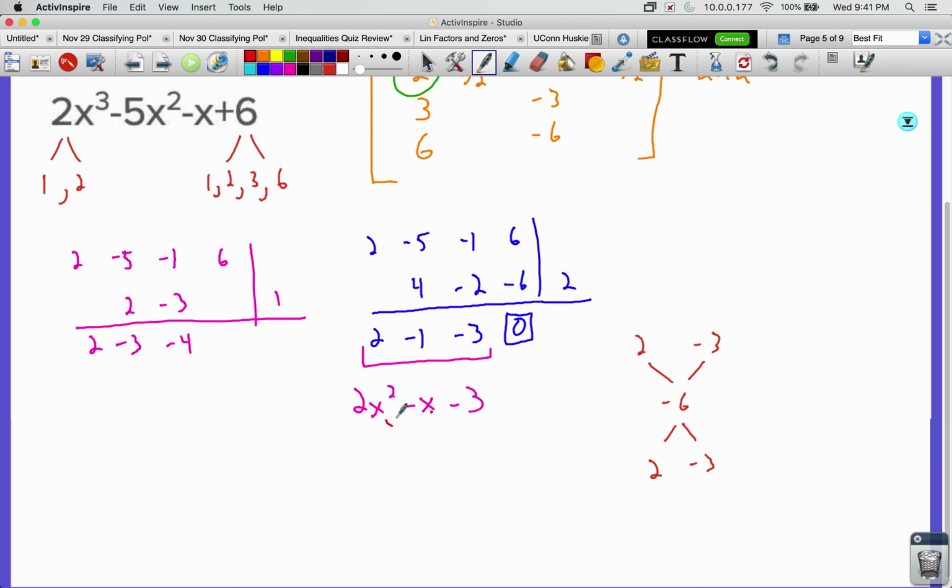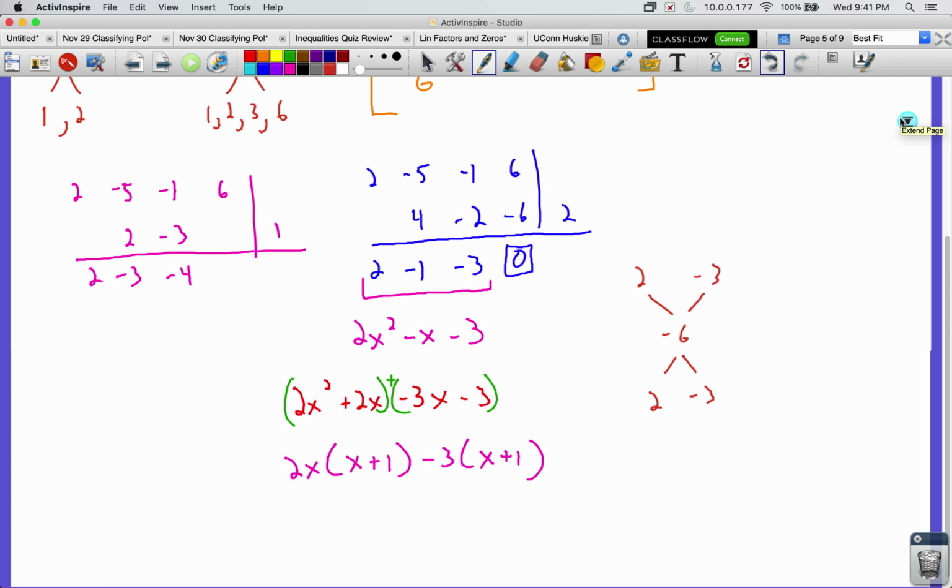So we'll split that middle term into a 2x minus 3x: 2x squared plus 2x minus 3x minus 3. Group together the first 2 and the last 2 terms, and pull out the greatest common factor, which is a 2x from the first one, leaving behind an x plus 1, and a -3, leaving behind an x plus 1. Regroup, and we get 2x minus 3 times x plus 1.